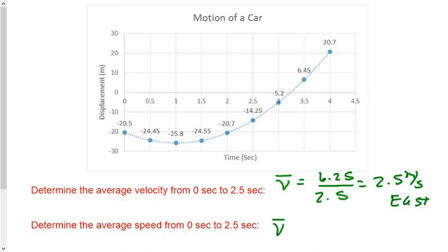My average speed, again, I'm just using the absolute value of the average velocity symbol, will then equal 16.9 divided by 2.5, and that equals 6.8 meters per second. So that's how we handle dealing with average velocity and average speed on a graph. In our next video, we'll look at instantaneous quantities and some average accelerations.